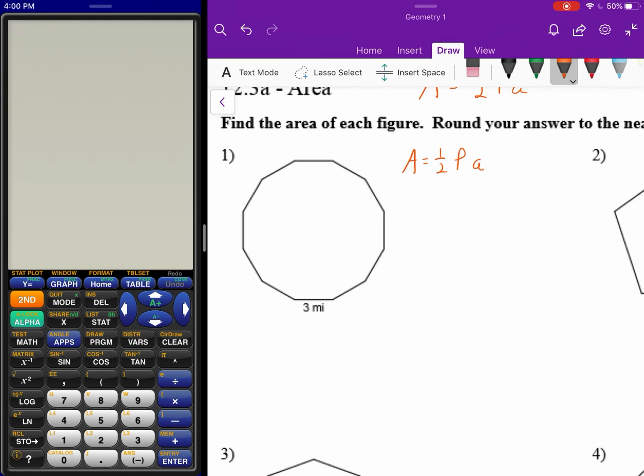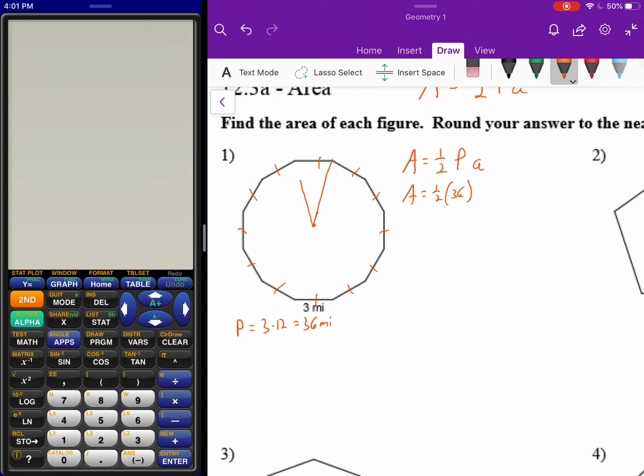So we know area is 1/2 perimeter times apothem. Well, we see that this is a dodecagon. It's got 12 sides, and each side is 3 miles. So the perimeter is going to be equal to 3 times 12, which is 36 miles. Quite a large dodecagon. So our perimeter is 36 miles, so that's great. We have that value, but we don't have the apothem right now. So that's what we need to find, and we're going to use trigonometry to find it.